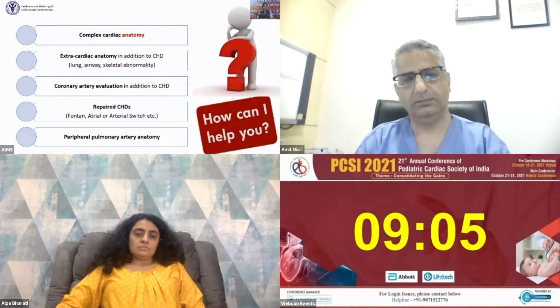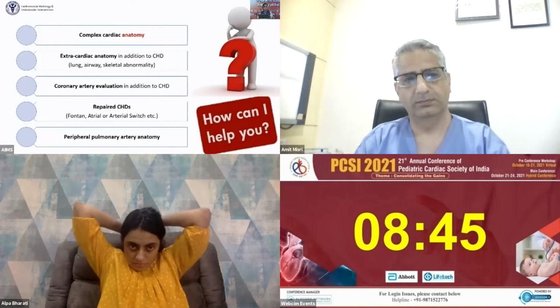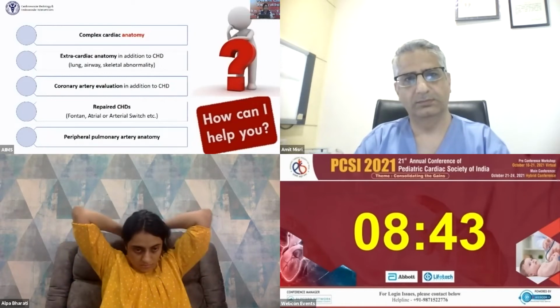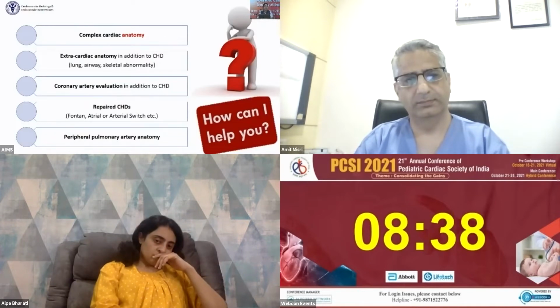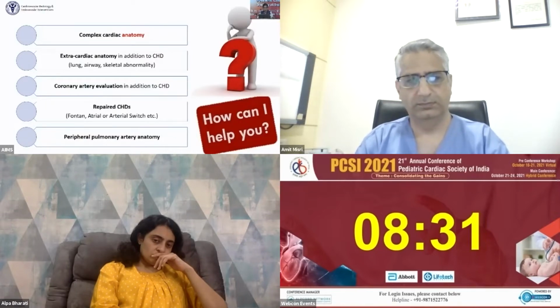So I have highlighted anatomy because this is the only information which the CT will give you. So anatomical information is best obtained by the CT because of its high spatial resolution. So for complex cardiac anatomy, for extracardiac anatomy, if you want to see the airways, the lungs, any skeletal abnormalities, any calcifications, CT is the way to go. If you want to also simultaneously see coronary artery or any small structure, be it aortopulmonary collaterals, all those can be better seen with CT.